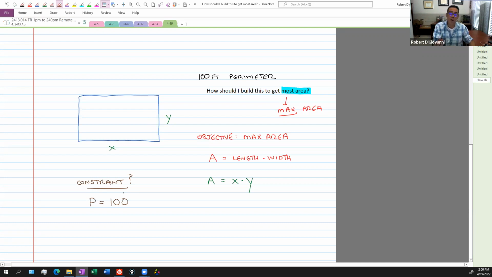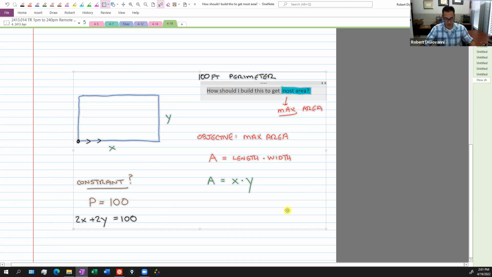What is the perimeter of this rectangle in terms of X and Y? If I asked you to give me a formula for the perimeter, if you had to walk around this thing, you would have to walk X, then Y, then X again, then Y. So wouldn't the perimeter really be 2X plus 2Y equals 100, right? Y'all following this? So far, so good?